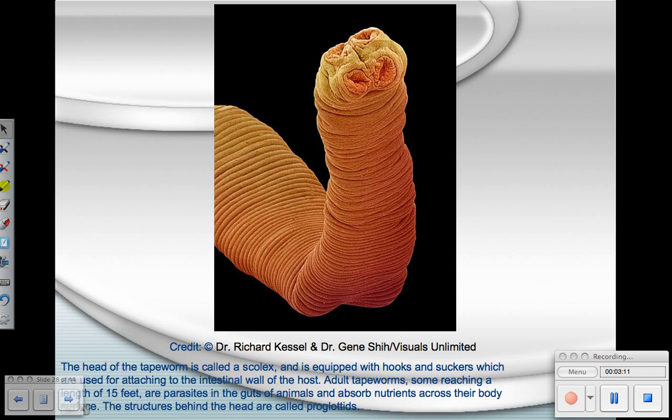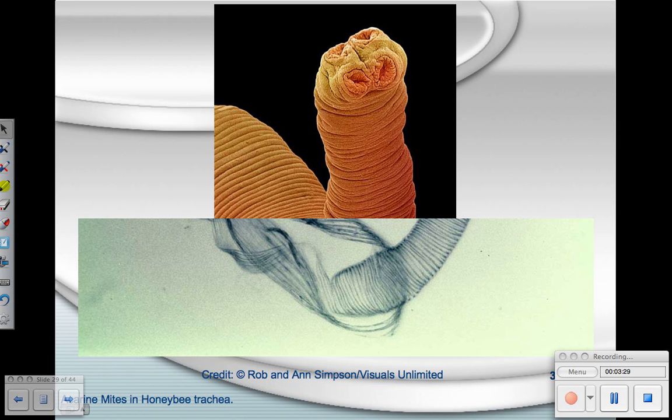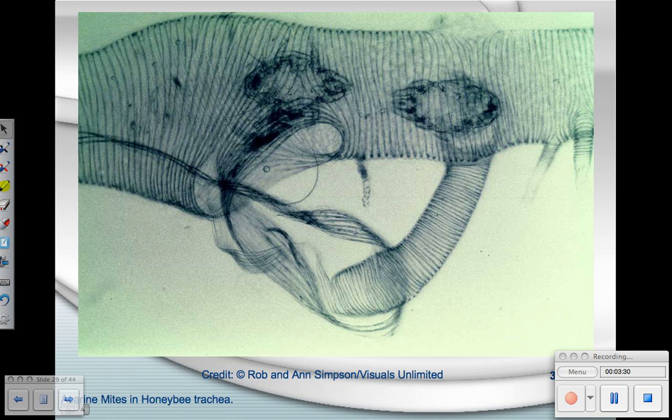Here you have an image of a tapeworm, and how a tapeworm works is it clings. It's basically the mouth parts that have these barbs to the intestines of an organism and then absorbs nutrients through its body segments. Here you have an example of mites that dwell within the trachea, so the breathing tube, of a honeybee.